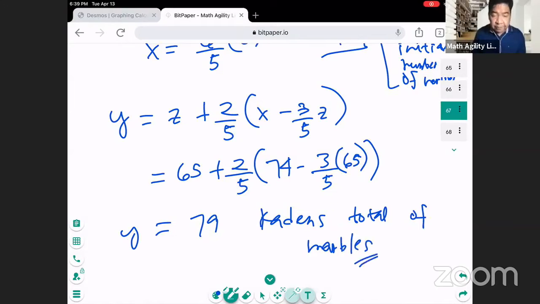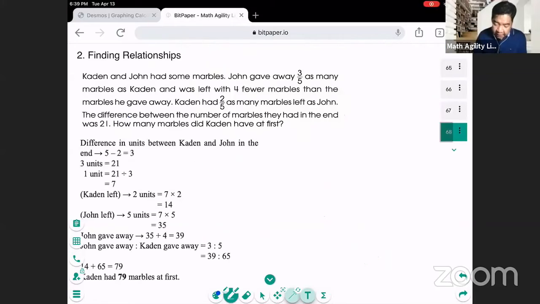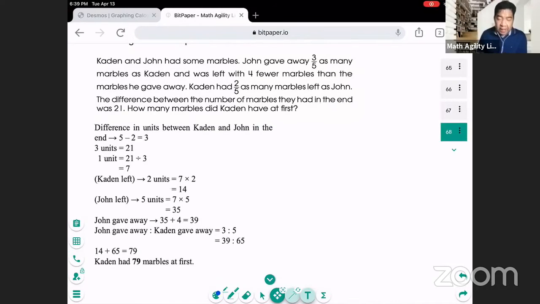Okay, so in this question, I've used three equations and three unknowns. Let's see how Singapore math solved this question. Mine is kind of longer, so let's see how they solve this. This is the Singapore method of solving. Again, they never used any variable. They just put everything in units.